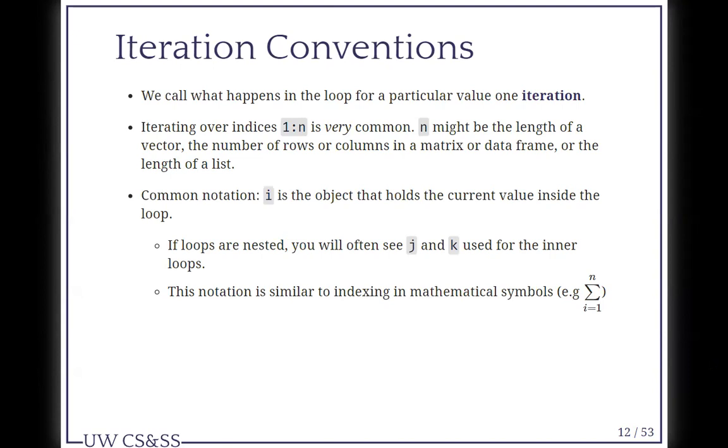This notation is similar to indexing in mathematical symbols. For instance, we're probably very familiar with the summation sign or the product sign. What's happening here is, again, i is set to 1. It loops over, summing up all of the parts until we've reached n. This is very similar in idea to this notation where we assign things to i. In fact, you could write a loop that does all the things that a summation sign will do, or a product sign, what have you.